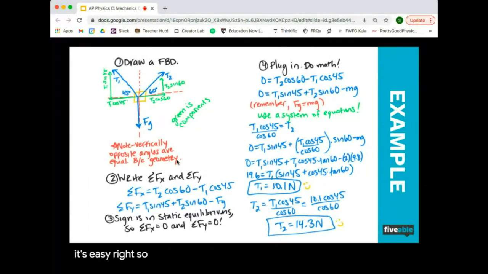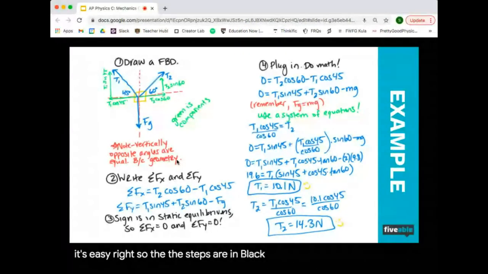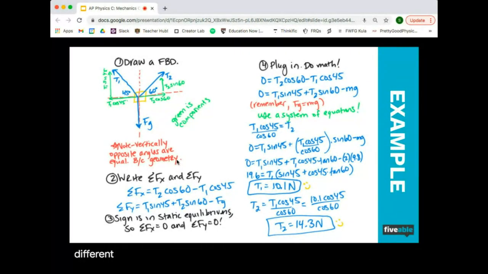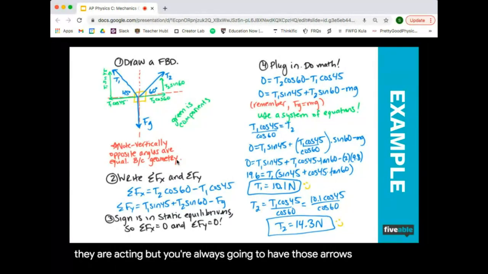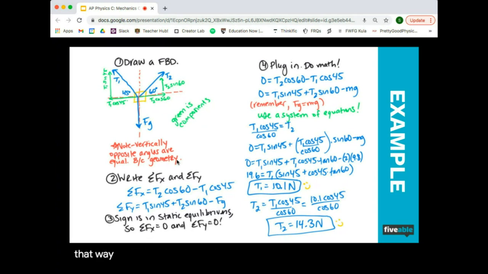So the steps are in black. I've got a couple notes in different colors throughout, and all of my work, like if I were writing this on the test, is going to be in blue. So the first thing we're always going to do is draw something called a free body diagram. That's a diagram showing the force vectors pointing in whatever direction they are acting. You're always going to have those arrows pointing out from the center of the object. That's actually a rule, so you have to do it that way if you get asked to draw a free body diagram.